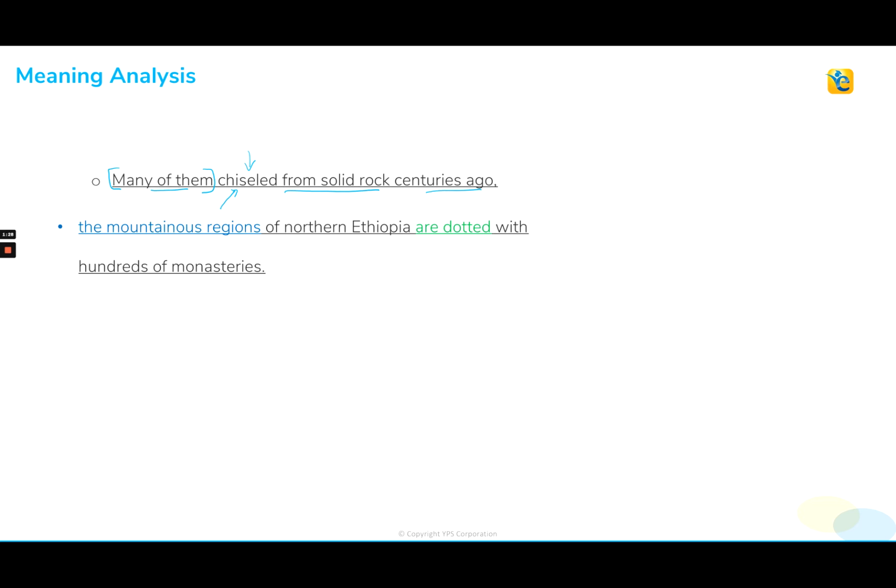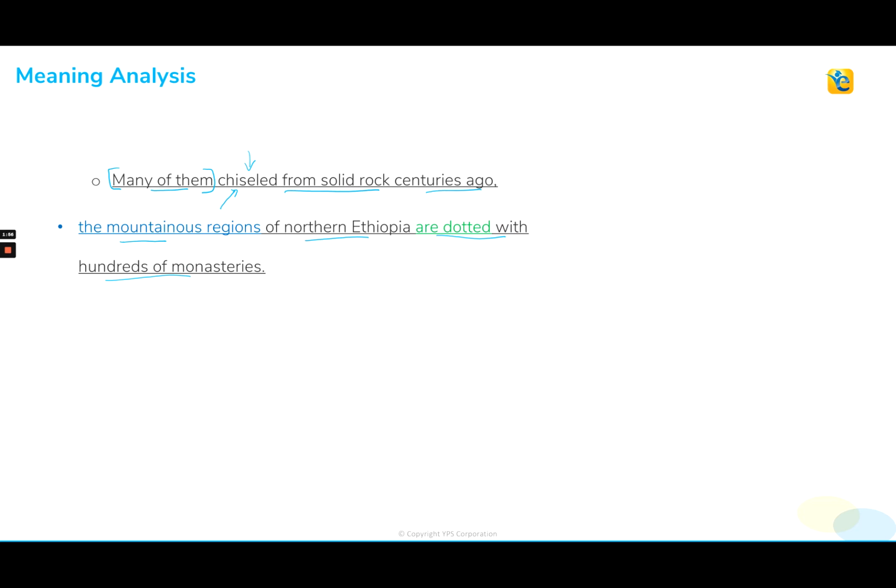The way this part of the sentence is written, it is so easy for us to visualize what's going on. So many of these entities were carved out with the help of chisels and hammers from solid rock centuries ago. Makes perfect sense. Let's read the next part of the sentence. The mountainous regions of northern Ethiopia are dotted with hundreds of monasteries.